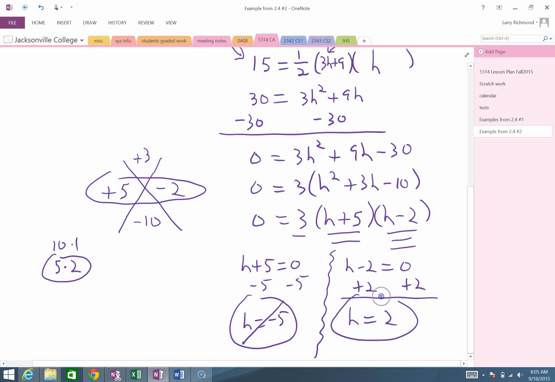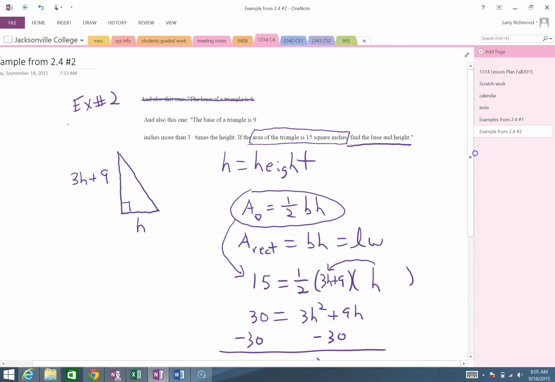So now I'm going to try h being 2. If h here is 2, then substituting 2 here, 3 times 2 is 6, plus 9 is 15. Will 2 and 15 work? Well, substituting in here, yes it will. 2 times 15 is 30, and half of that is 15. So we have just found the base and the height. Height is 2 inches and base is 15 inches. And that concludes these examples.